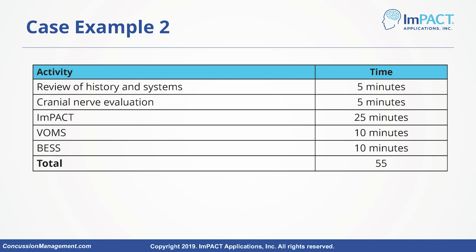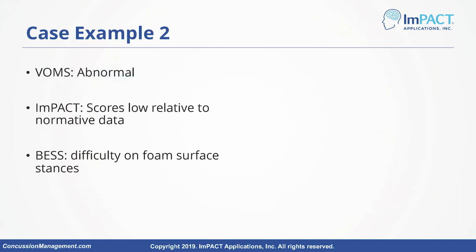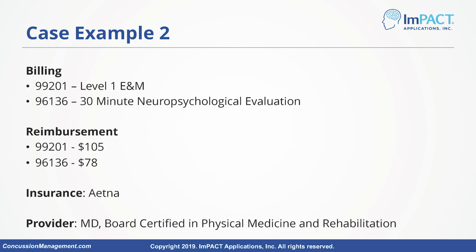In her review, this again being the third time she was being seen at the clinic, there were 5 minutes for a review of history and systems, 5 minutes for cranial nerve, 25 minutes for ImPACT, 10 minutes for VOMS, 10 minutes for BESS. And so her VOMS was abnormal, her ImPACT scores were very low, and her BESS was abnormal for difficulty standing on soft surfaces. So in this case, a level 1 E&M was billed because it was a repeat patient.